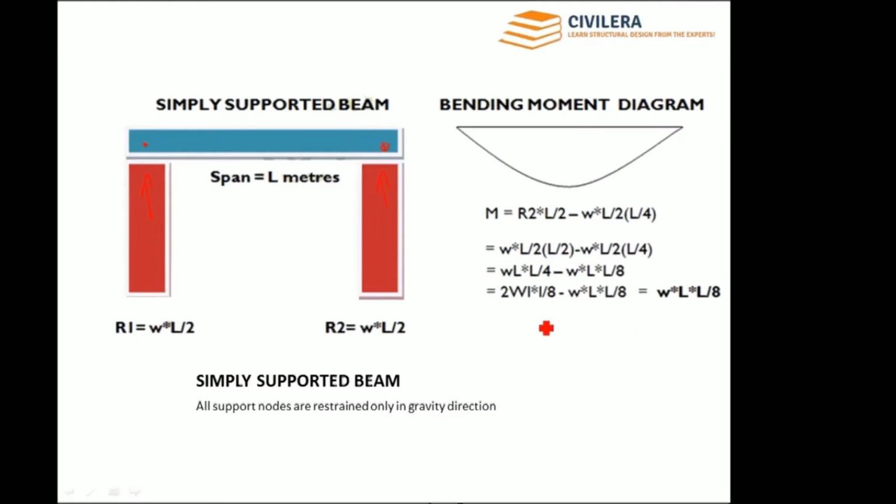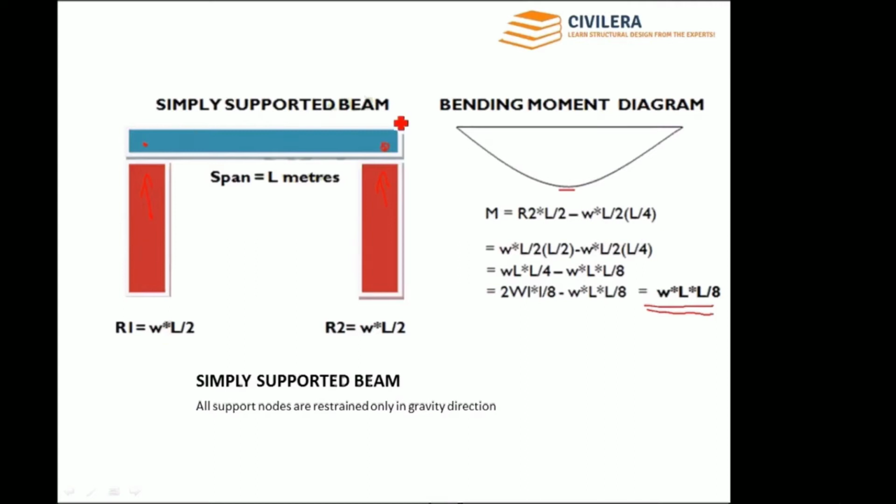And I have derived the bending moment here from first principles. WL square by 8 will be the moment at the center of the beam, and this is the maximum moment possible in the span. It cannot be more than WL square by 8. From first principles you can derive it.